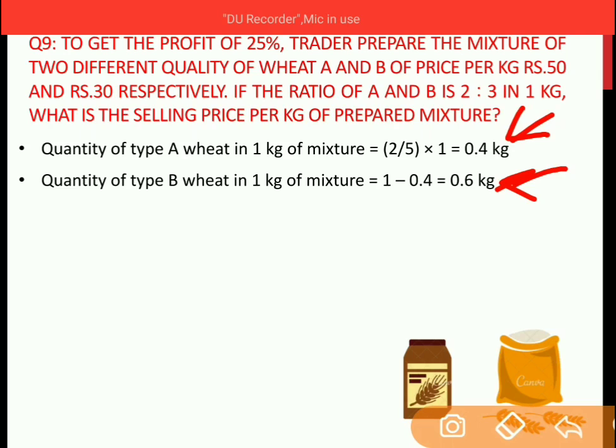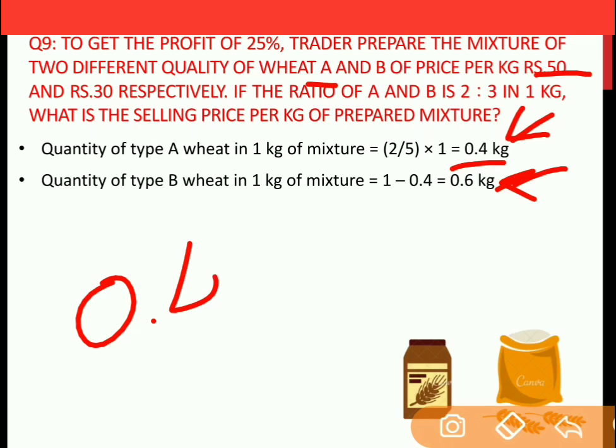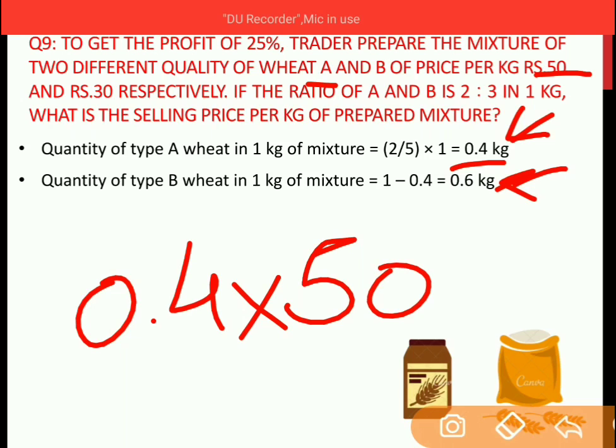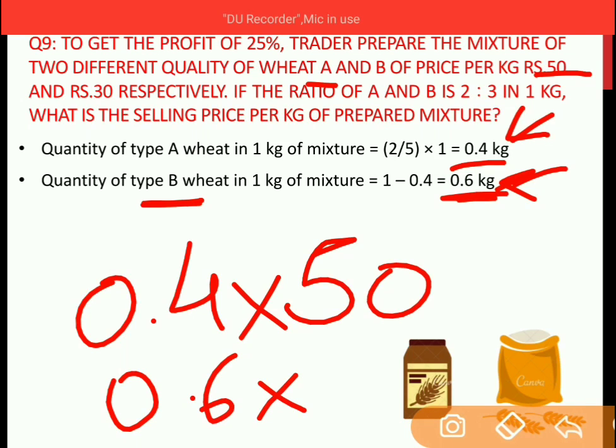The price of wheat A is 50 rupees per kg. Then for 0.4 kg, the price of wheat A will be 0.4 into 50. Understood? This is the price per kg, and the quantity is 0.4 kg. In the same way, the cost price of 0.6 kg of wheat B will be 0.6 into the cost price of B, which is 30 rupees. Once you add these two, you will get the cost price of the mixture.